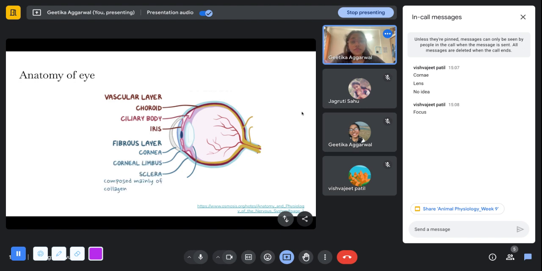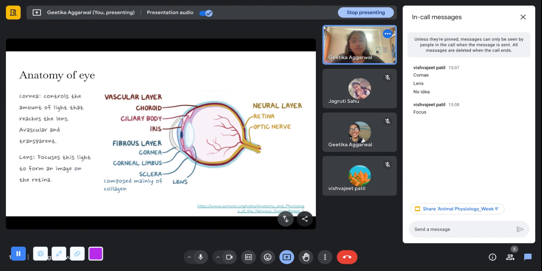Then here is the sclera, which is composed of collagen, and it gives the structure to the eyeball. And the lens is here, and the layer at the back is the retina, which is obviously the back layer of the eye, where the image is actually formed. And this is the optic nerve, which carries the signal from the photoreceptors of the retina to the visual cortex of the brain.